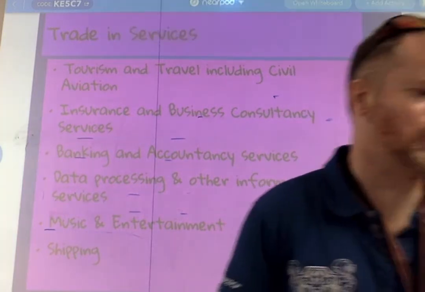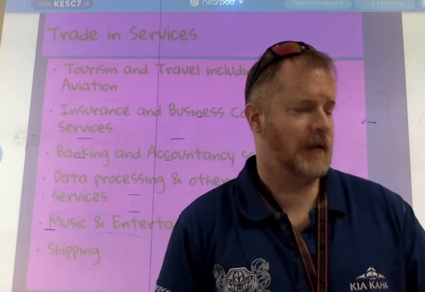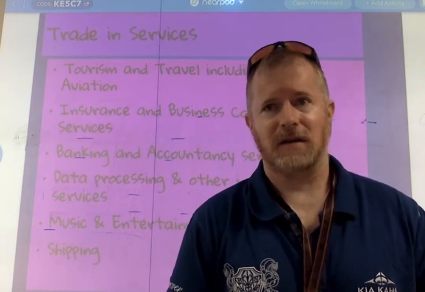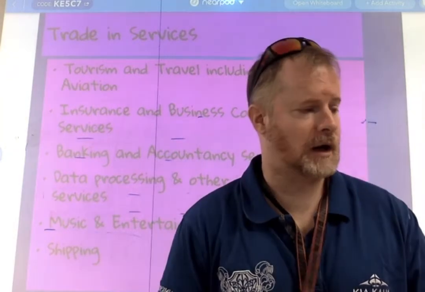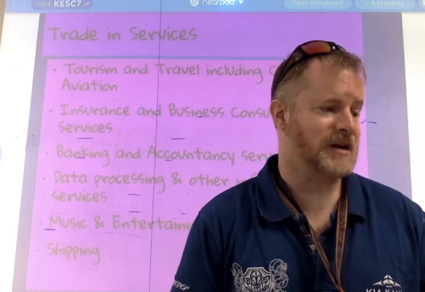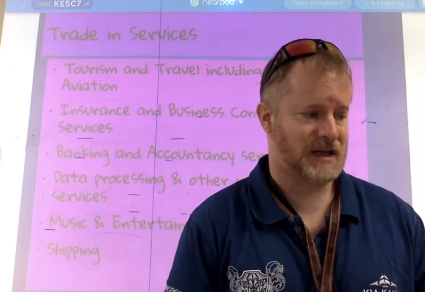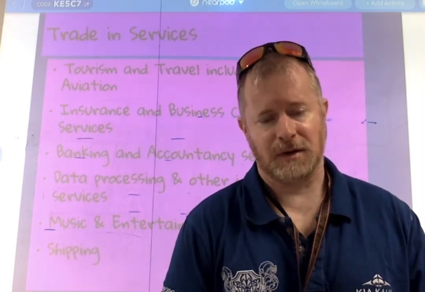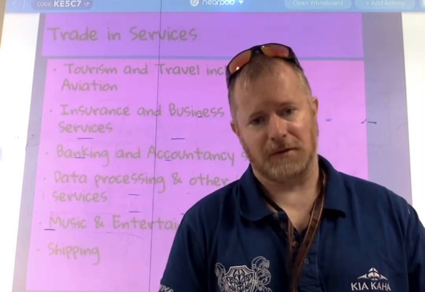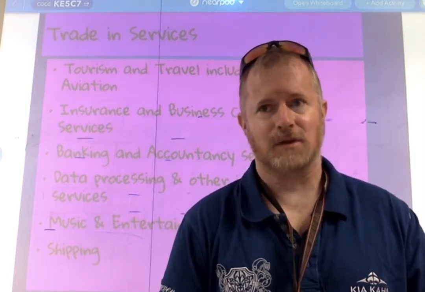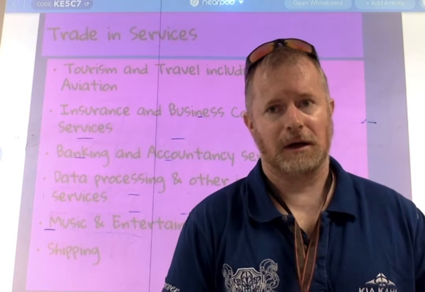Insurance, banking, they're the ones that we normally think about. They're the ones where you think about Singapore and London. That's where you kind of see those. Data processing and information services. Now that can be different, right? Because you can actually export the data processing service.